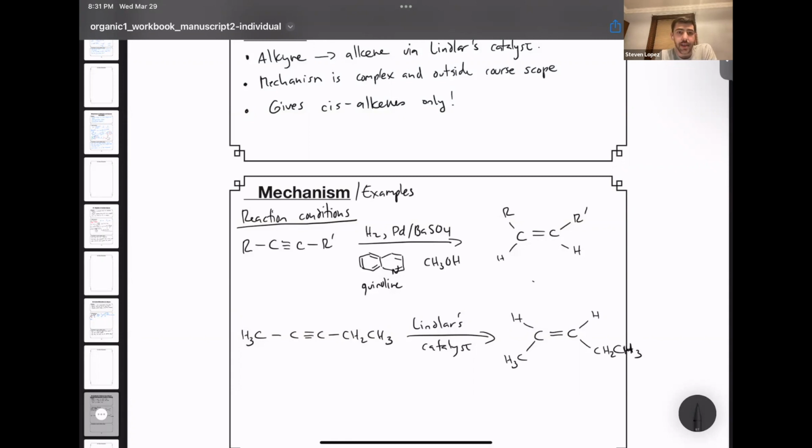The good thing is there's not a lot of variation in these kinds of mechanisms, or with these different types of reactions. If you see an alkyne and Lindlar's catalyst, you're going to get the cis alkene as the only stereoisomer.